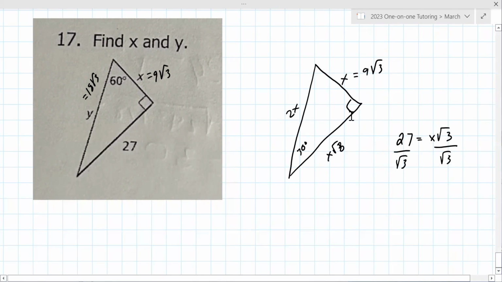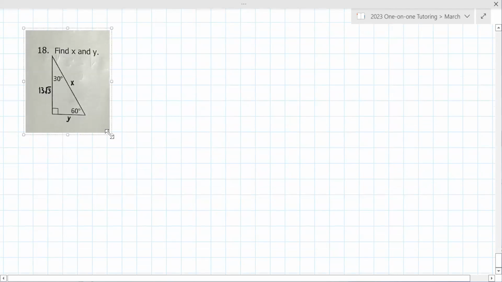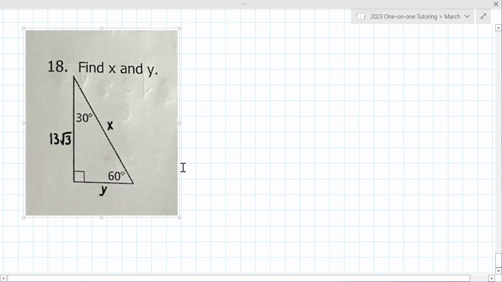Any questions on that? No. Okay, just before we go to the next problem, a reminder again that the short leg is always across from 30. The long leg is across from the 60. So I'd like you to try 18 on your own here. You can always ask me questions, but it's really no different than what we've been doing so far. You set the known side equal to the reference side and solve.